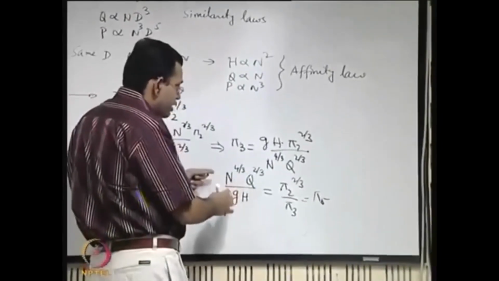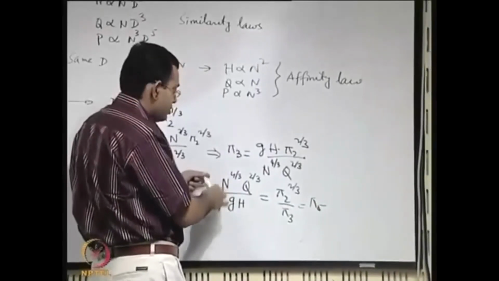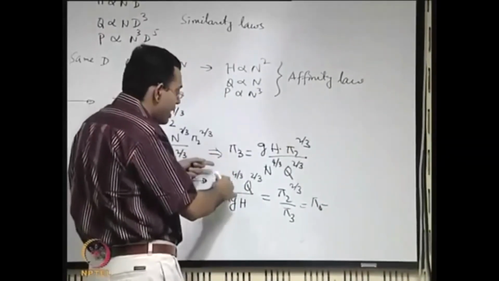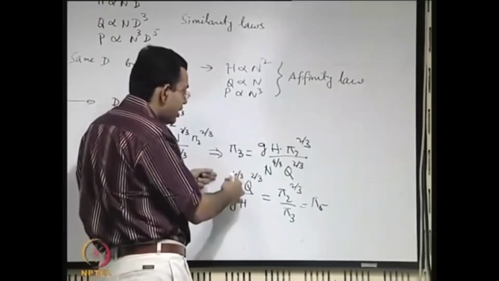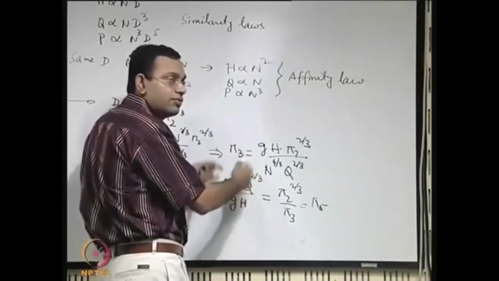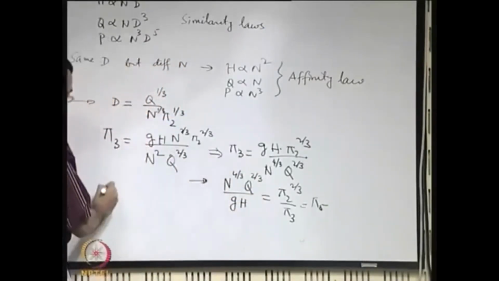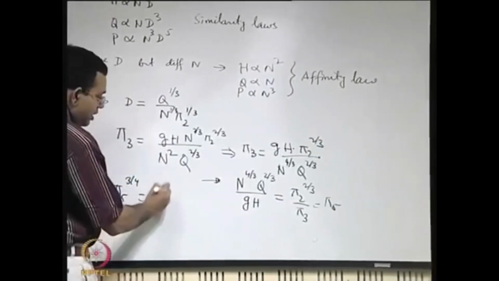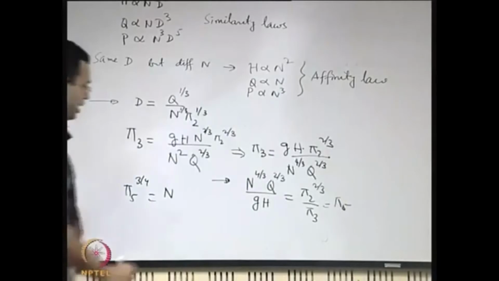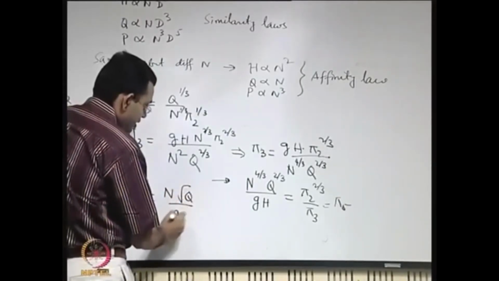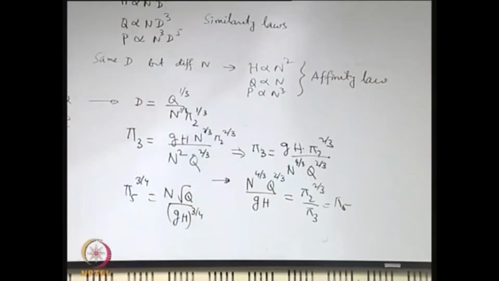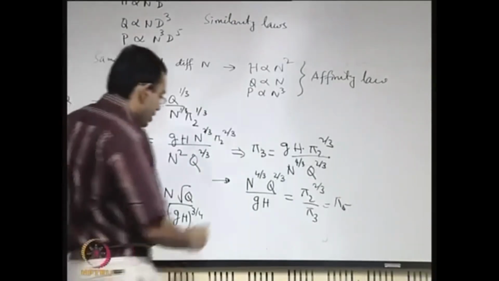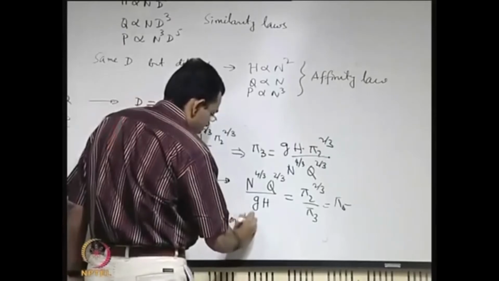Now, if you want to write it with N as a parameter, that means if you vary N, then what happens with the parameter. It is N to the power 4/3, so if you want to write it in terms of N, you just take the 3/4 power of this term. So, if you consider pi 5 to the power 3/4, then that becomes N root Q by GH to the power 3/4, right. This is known as the non-dimensional specific speed of a centrifugal pump.